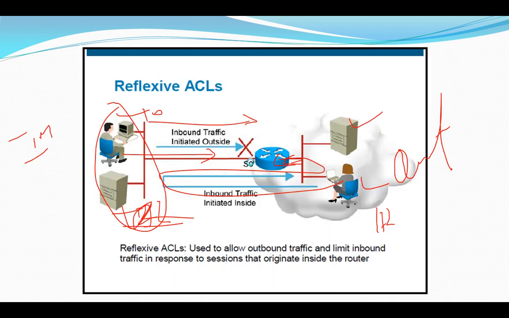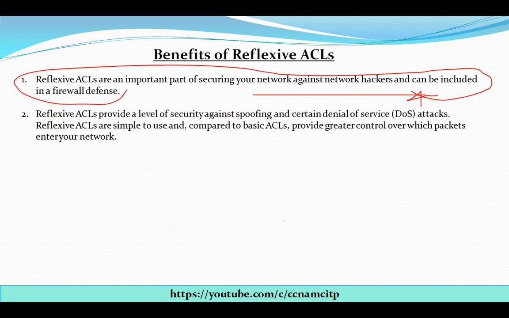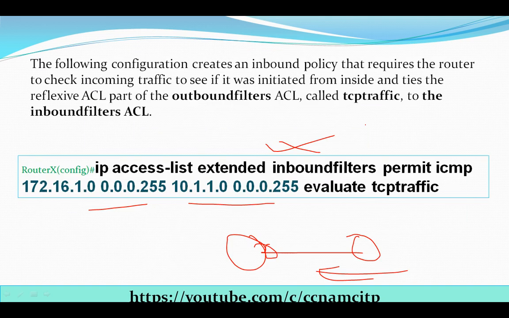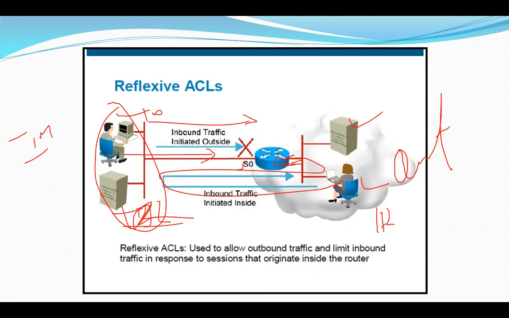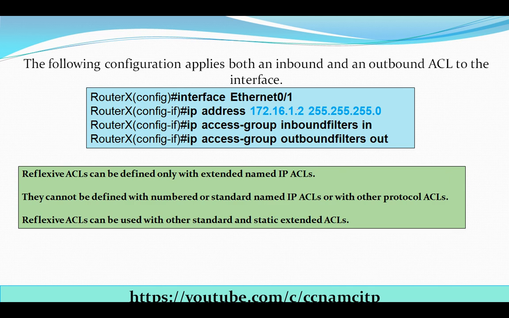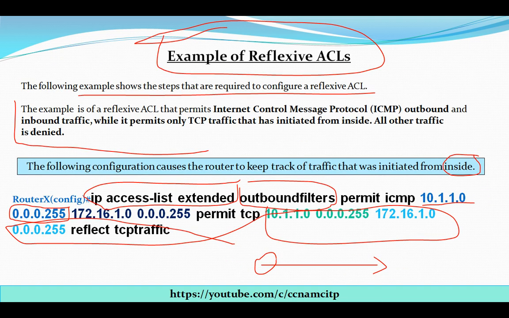So if we go to this diagram, this is serial, I have taken. So we can go to that interface, whatever scenario we have, an IP address 172.16.1.2, and this is my subnet mask. The IP address I'm giving to this Ethernet, and ip access-group inbound filter in, and ip access-group outbound filters out. So we have to configure both in as well as out on this interface. We will have to make adjustments as per the requirement of the ports.